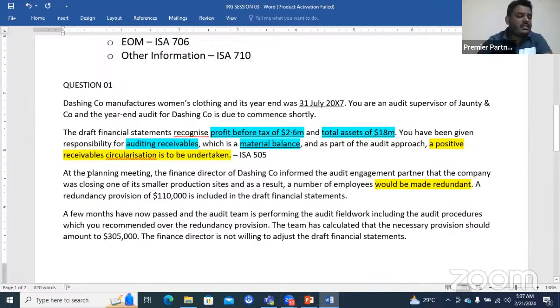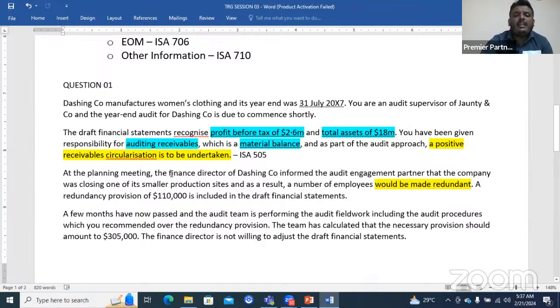So here positive circularization is provided. Positive circularization will reduce the detection risk. Don't ask how, because you might already have studied audit risk and circularization. You should know what positive and negative circularization are. Positive circularization helps us gather sufficient and appropriate reliable evidence, and by that it reduces detection risk. So here they did a positive receivable circularization. Comparatively, it's good. From the auditor's perspective, the audit risk is low because we issued a positive circularization.